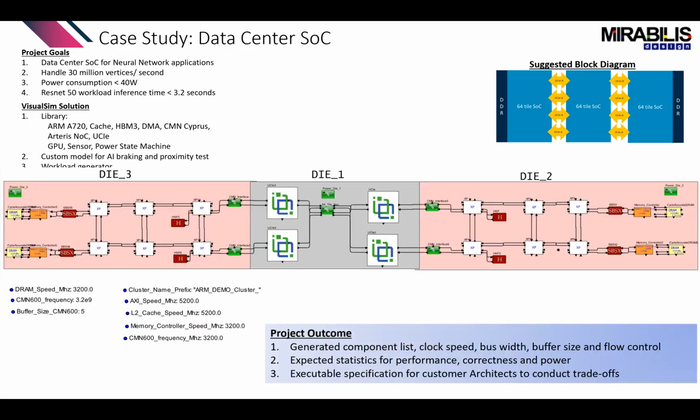So here's a VisualSim block diagram that's the equivalent of this paper block diagram. And what you get finally, after you do all of your analysis and your experiments, is component lists, clock speeds, buffer sizes, schedulers, algorithms, all of those fully defined with constraints on your performance, correctness, and power, so it can be handed off to your implementation team to say, hey, these are the requirements. This is our block diagram. The details are here. We can go build this.